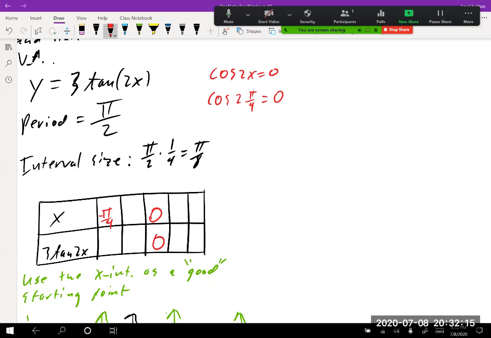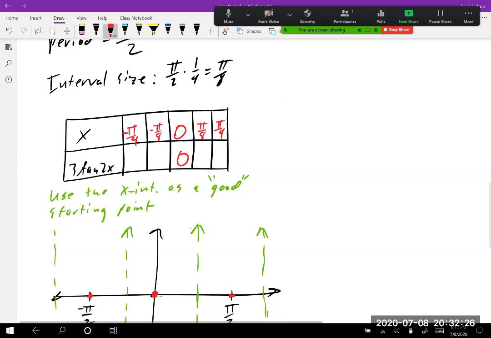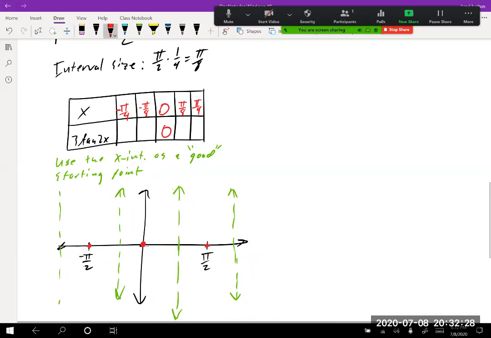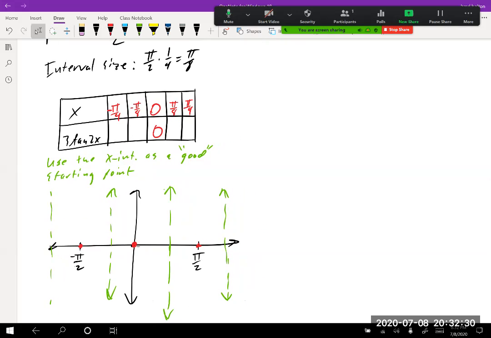Oops, negative pi over 4. And then this will be negative pi over 8, and this will be pi over 8, and this will be pi over 4. Okay? So basically, I had to adjust a little bit because tangent has a different period than the normal sine and cosine. And also with sine and cosine, we normally start at 0. But with tangent, we actually normally start on the left side of it. It's really deceiving my graph. It's really throwing my head off a little bit. I keep seeing it as wrong.